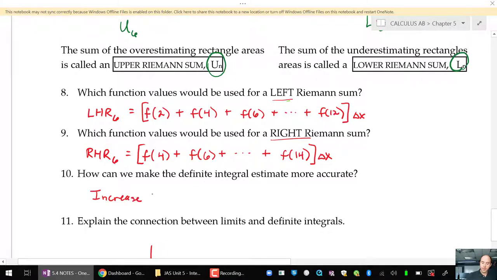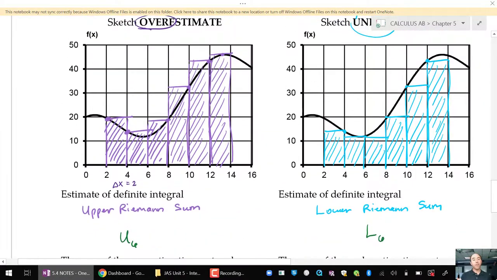Increase the number of rectangles in the Riemann sum. We use 6 rectangles in these pictures. What if we had 12 rectangles? Or what if we had 100 rectangles? What if we had 5,000 rectangles between 2 and 14, and we just stacked them together, closer and closer together, fitting them in perfectly between that 2 and 14 bound?